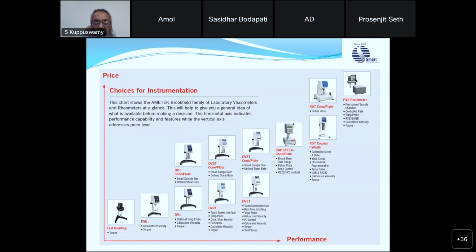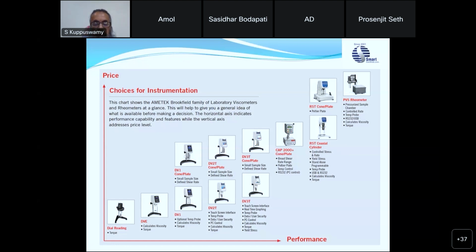Viscosity is temperature dependent. A temperature probe is incorporated in viscometers from the DV1 model onwards. That is again an option in DV1. The temperature probe doesn't come as a standard supply. It has to be bought separately.